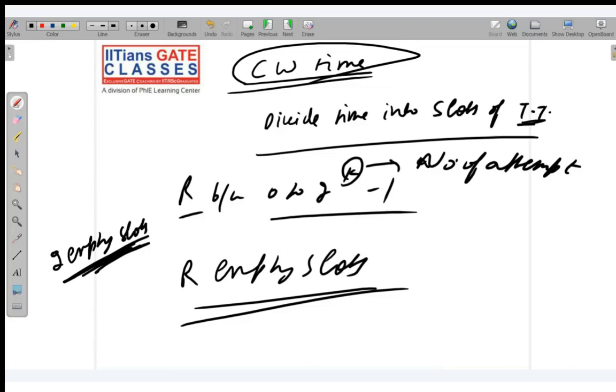And these slots should be empty. The random number is between 0 and 2 power k minus 1, where k is the number of attempt.